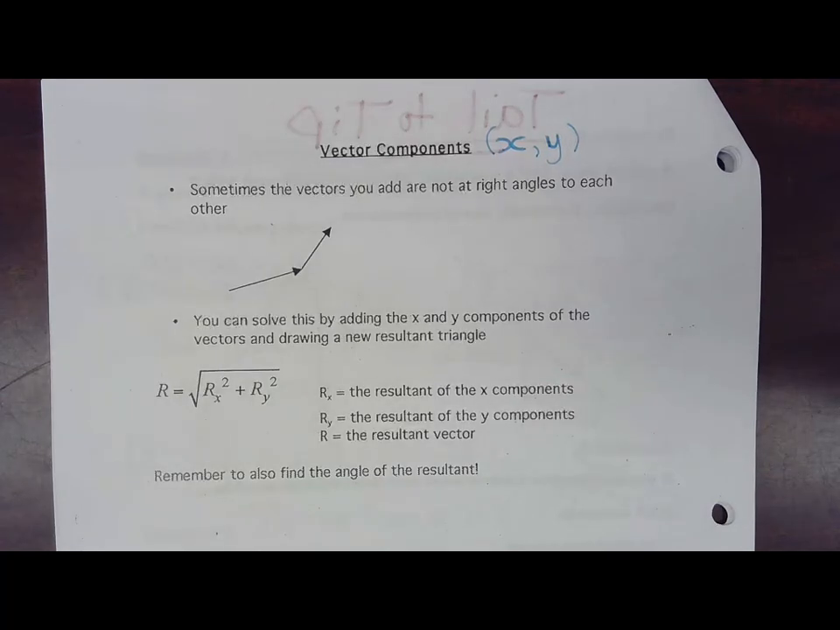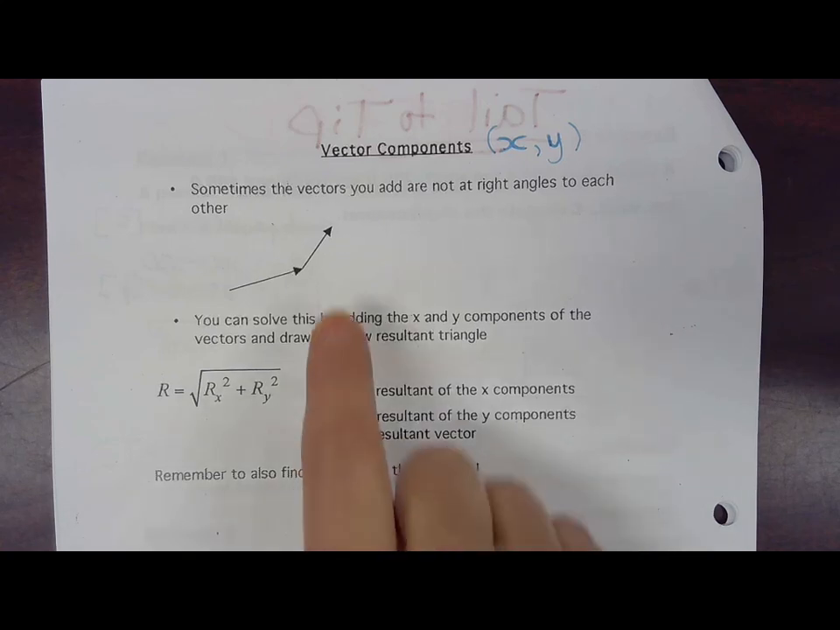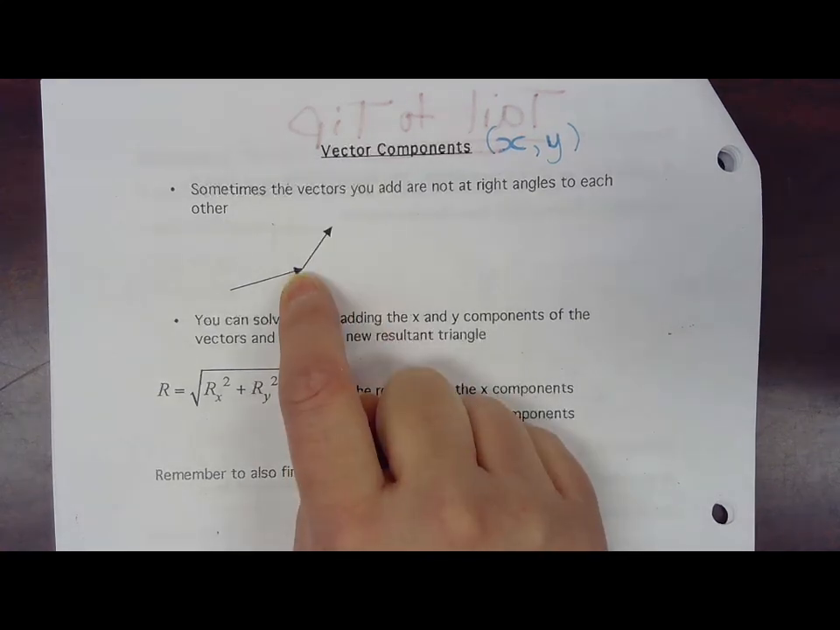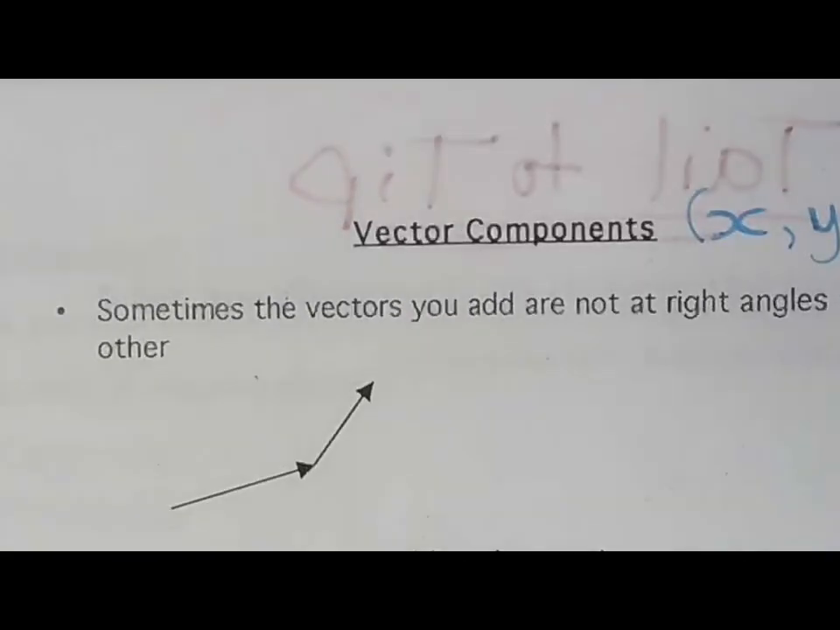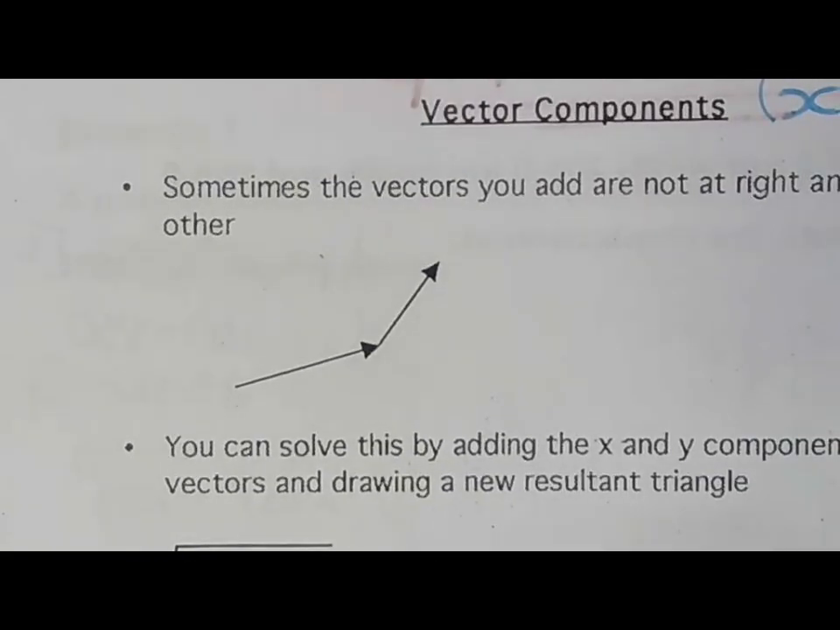So we like to make triangles at right angles, and we like to have an x component, the part of it that's up and down, and a y component, the part of it that's left and right. And so what am I talking about? Each vector itself has an x and a y component, and each resultant will have an x and a y component. So we're going to zoom way in on this diagram here, and we're going to just examine it.